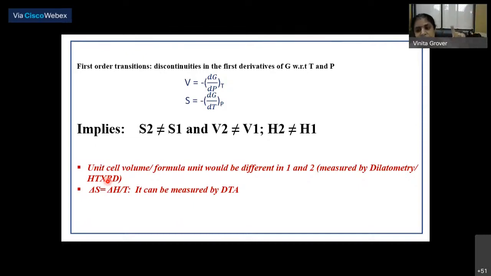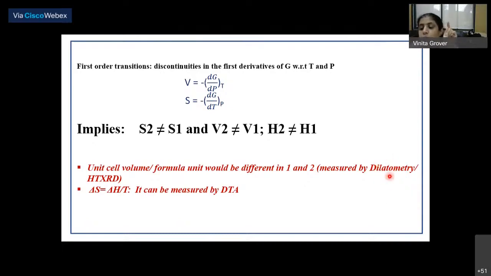And at the phase transition, if there is a significant volume change, you can determine it by HT/XRD. Dilatometry, what it does is, you take a big pellet and put sensors on the ends of the pellet, and then you heat it, and these sensors are very sensitive. When you heat it, this pellet expands, and you are able to measure the expansion or the volume changes.